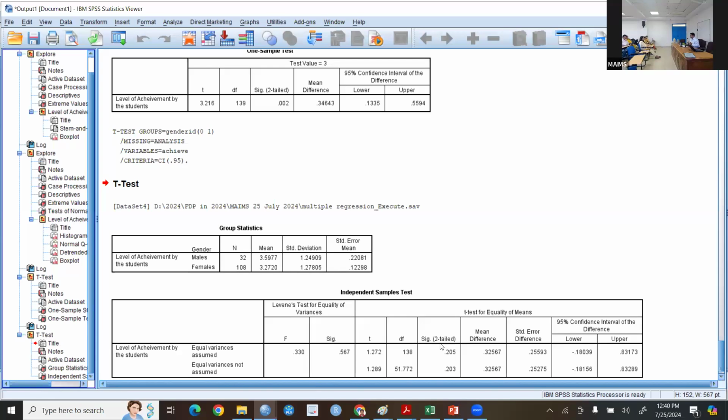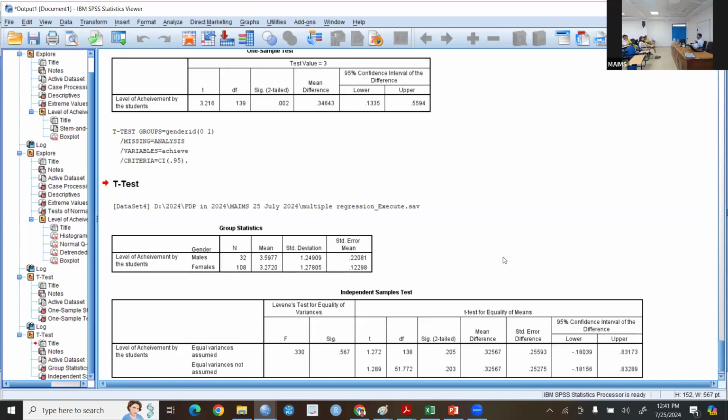By default. So, is there any significant difference between the two? Check the t-test p-value. What is the p-value for t-test? Where is the p-value? Significance value is p-value. It is 0.205.